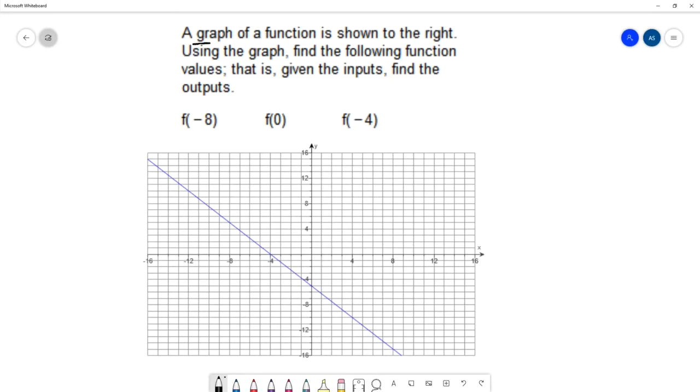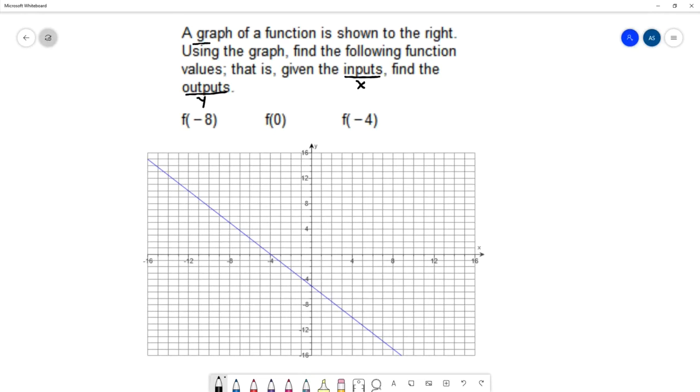A graph of a function is shown to the right, actually below. Using the graph, find the following function values. That is, given the inputs, find the outputs. So we have f of -8, f of 0, f of -4. -8, 0, and -4 are the inputs or the x's. We want to find the outputs or the y's. So our inputs are the x's, our outputs are the y's.